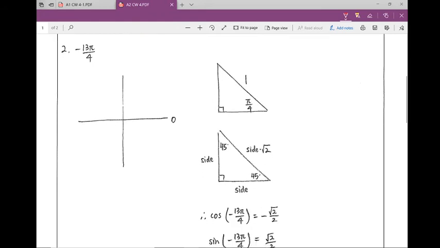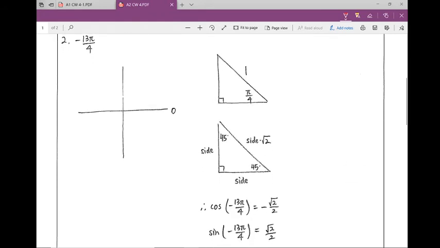Let's just do 3 more, because there are only 2 types of special right triangles, and so you're only going to be required to be familiar with 3 different special angles, which we'll look at on number 2, 3, and 4. Alright, so first let's find out where negative 13 pi over 4 is.